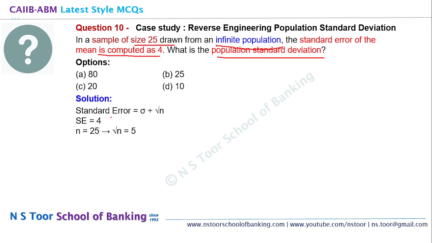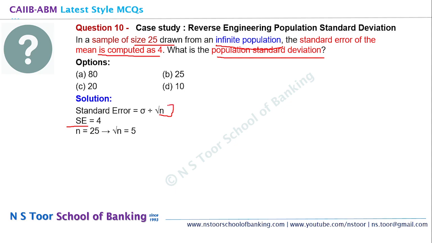So what is the formula for standard error? Standard error we have already seen. Standard error is equal to sigma divided by square root of n, that is the standard deviation divided by square root of n. So in this case, standard error is already given as 4.